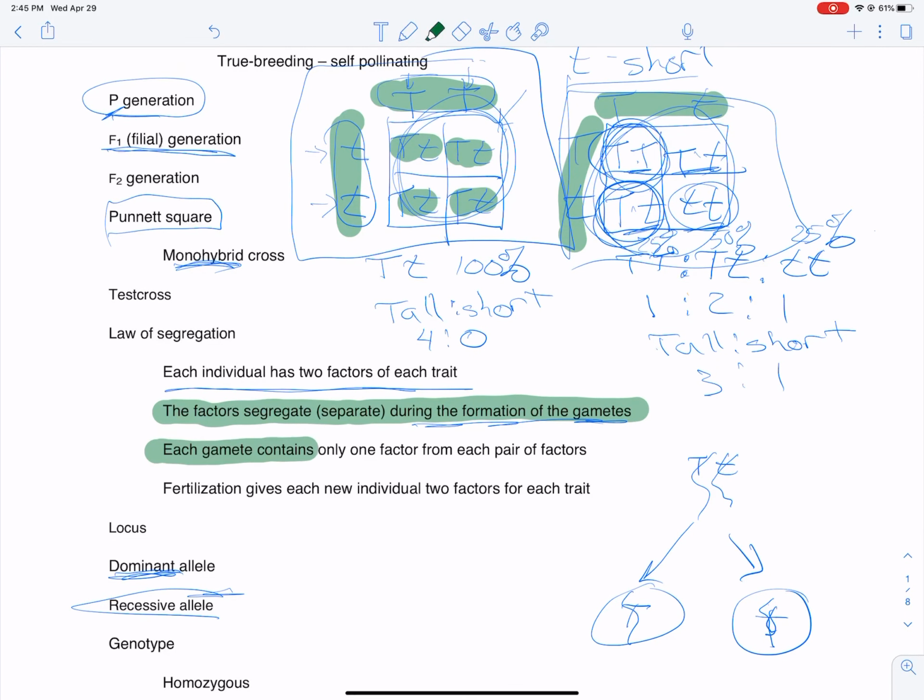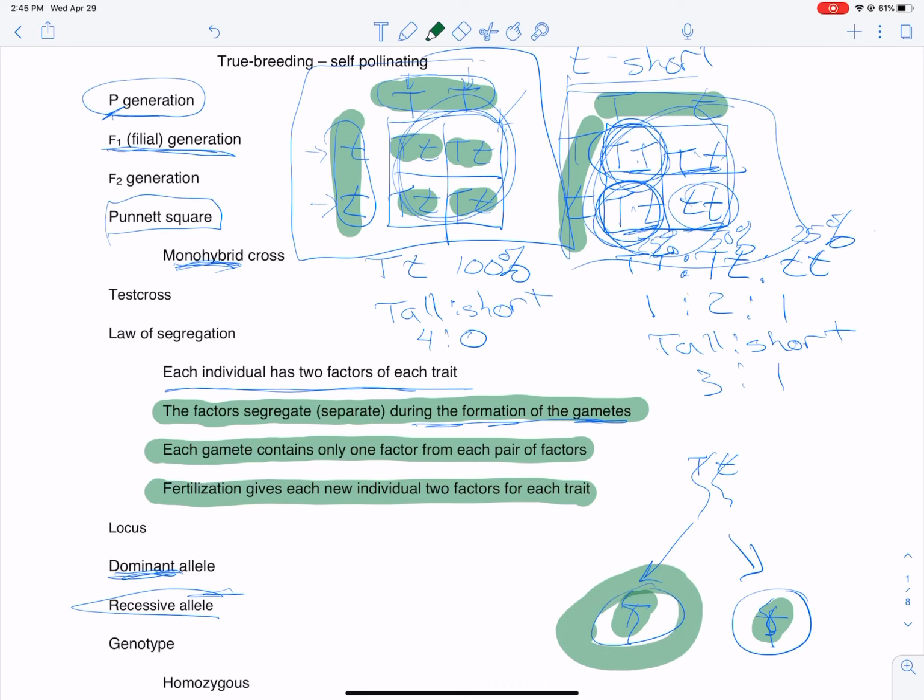Also, each gamete contains only one factor. Like I said, this one had a capital T, this one had the small t. Fertilization gives each new individual two factors. So this is in making an egg or a sperm. There's only one trait, but when it would form a fertilized egg, it would combine with the other set, and once again, you have a set of chromosomes.